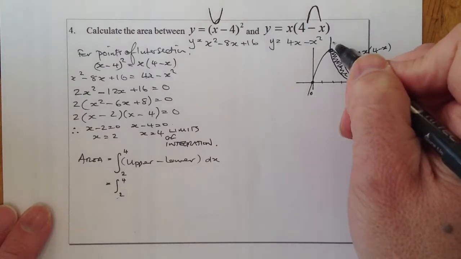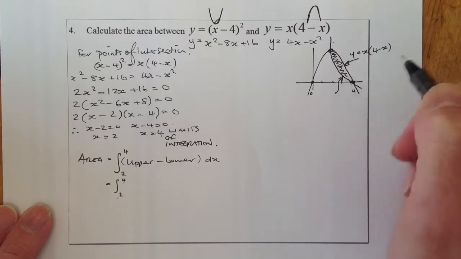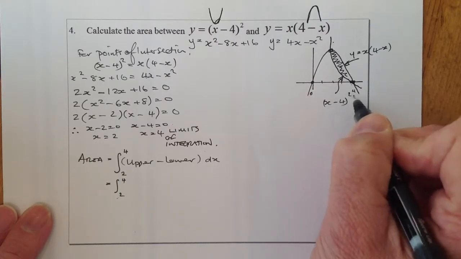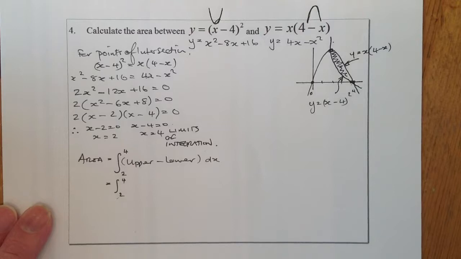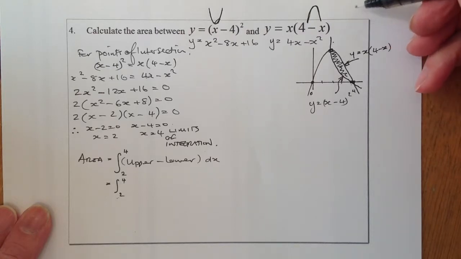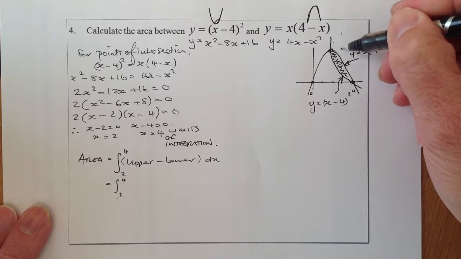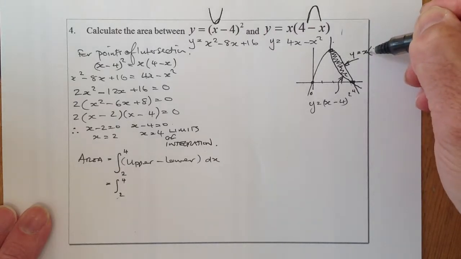And this one here that's at the bottom is going to be the other curve, which is the (x minus 4) squared curve. Okay, so when I'm saying it's the upper take away the lower, what I'm thinking about is coming from the top of the graph down the way to where I hit the area that I'm interested in. The first curve that I hit is this one here.